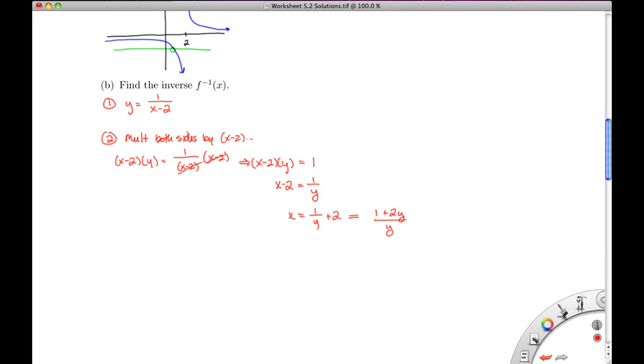Okay, so now we're going to move on to step 3. Step 3 says let's swap the x and the y. So if we do that, I'm going to have y is equal to 1 over x plus 2. And in step 4, we just make this our inverse function. So f inverse of x is equal to 1 over x plus 2. And again, you may have gotten f inverse of x is equal to 1 plus 2x over x. Either one will work. Okay, so that's our inverse function.